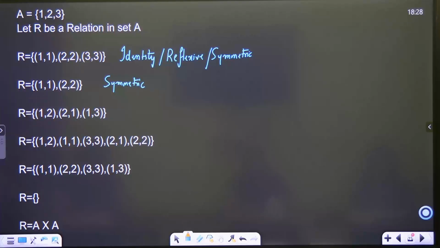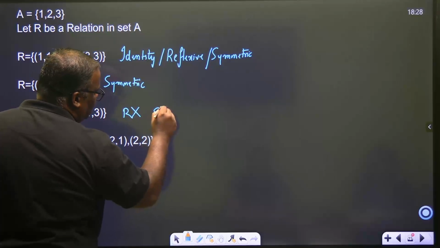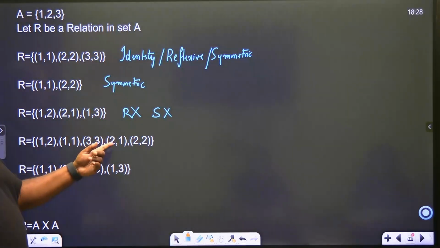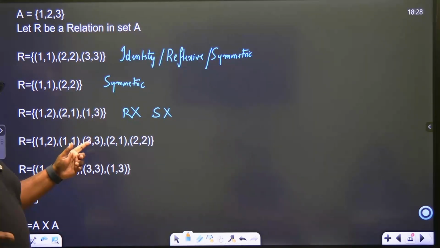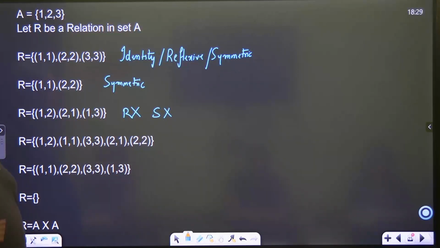(1, 2), (2, 1), (1, 1), (3, 3). So can I call it reflexive? No. Can I call it symmetric? No. How about this? For a (1, 2), see, a (2, 1) exists. For (1, 1), (1, 1) itself qualifies. For (3, 3), (3, 3) itself qualifies. For (2, 2), (2, 2) itself qualifies. So it is symmetric, no doubt.